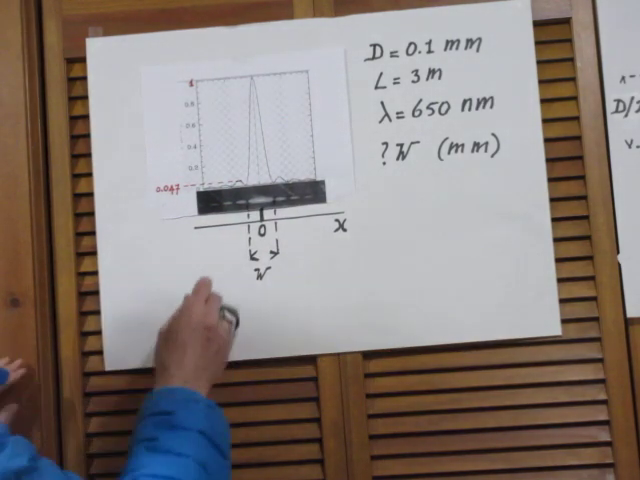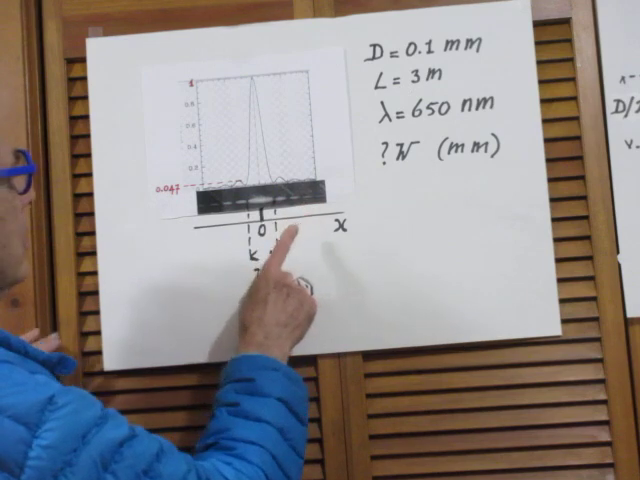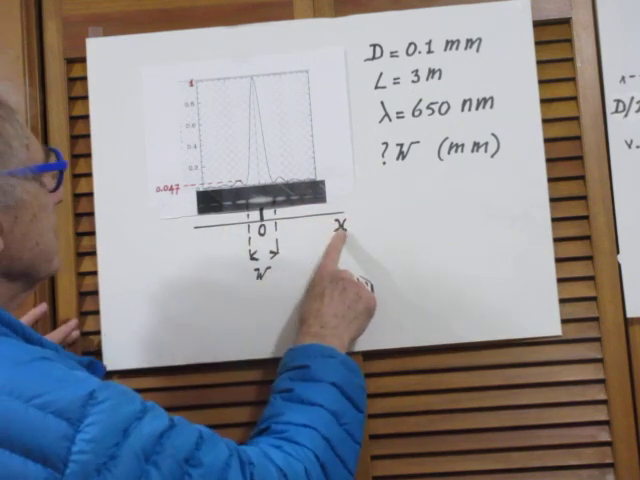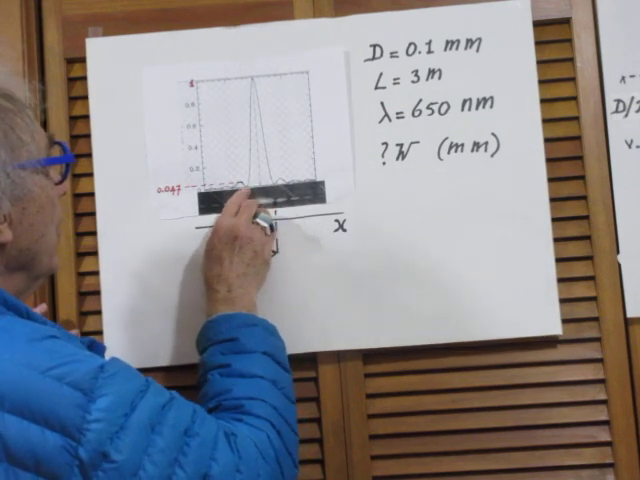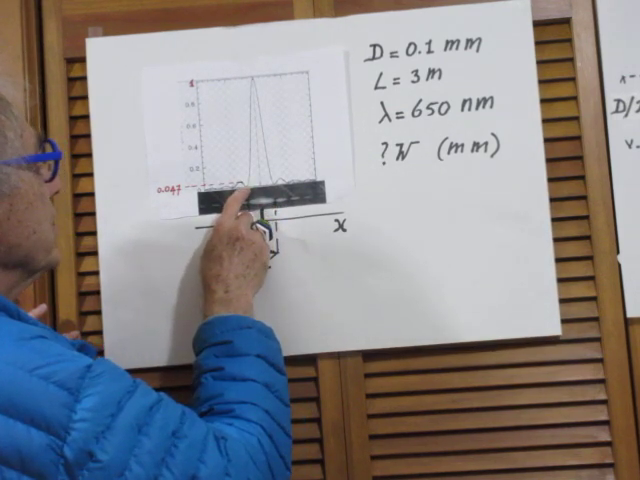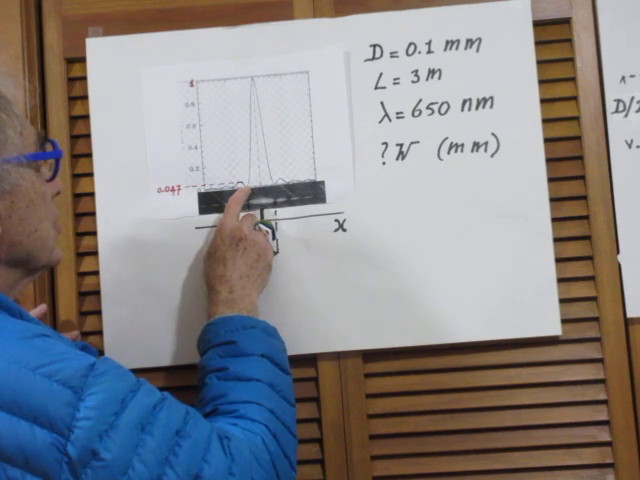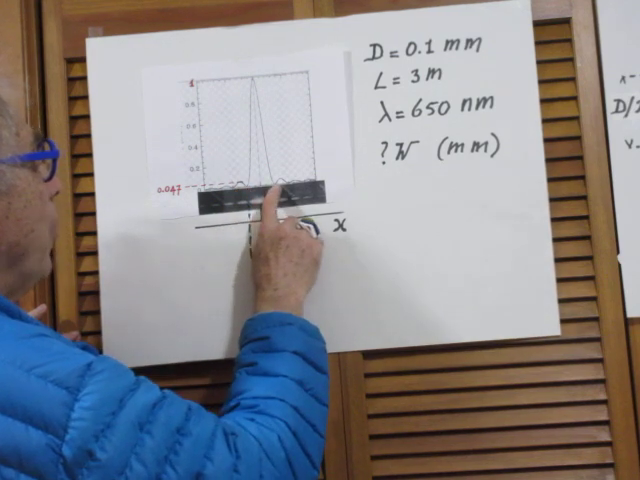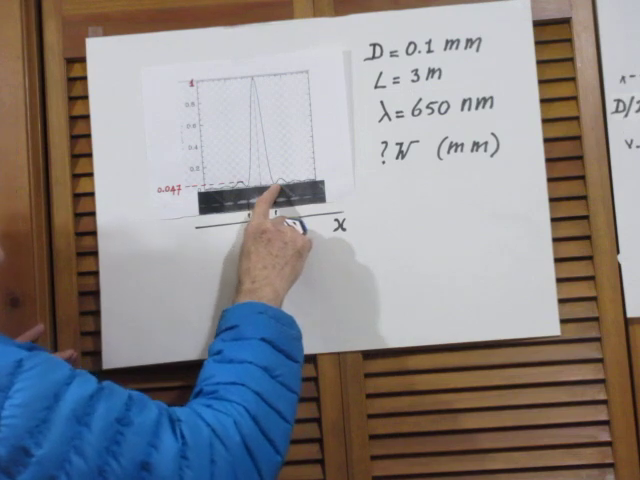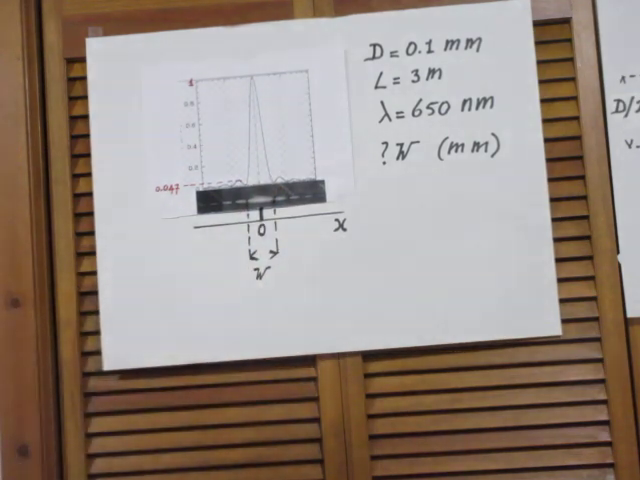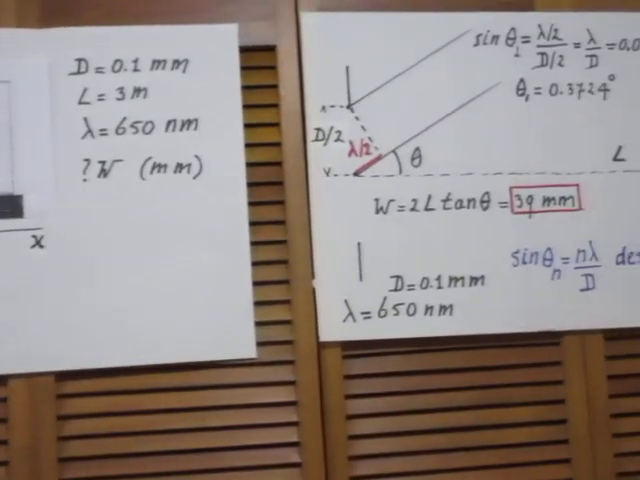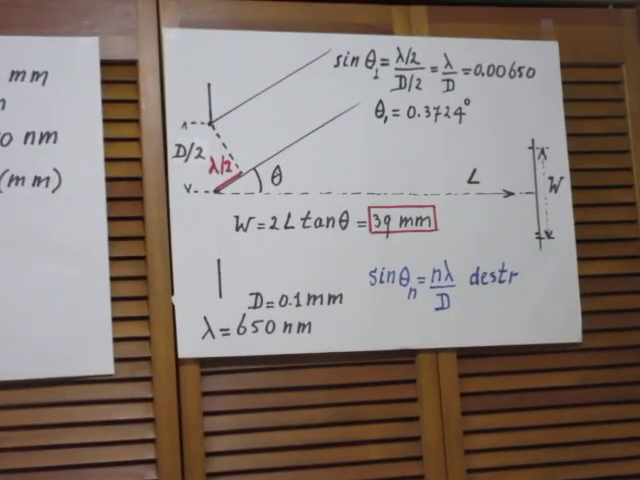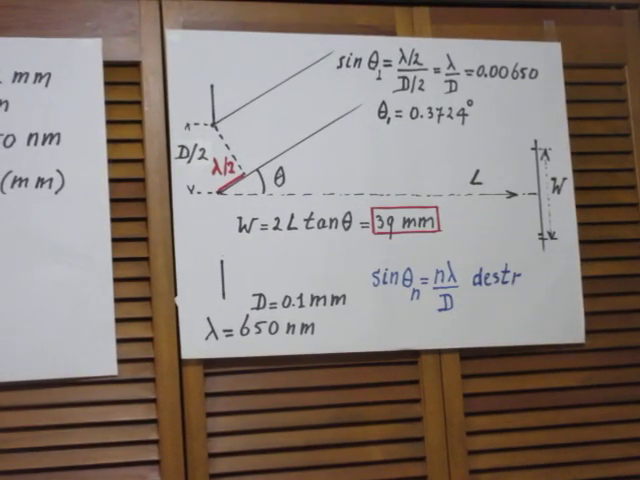The question now is, what on the wall, in terms of millimeters, is the distance on the wall between this point here, which is destructive interference, no light, and that point here, destructive interference, no light? That's the question. As I said earlier, it is really a high school problem, but nevertheless, interesting.